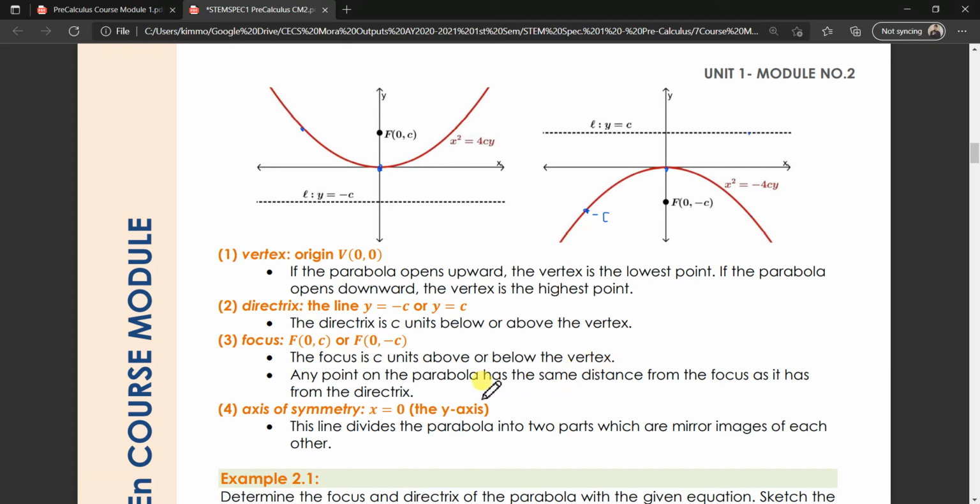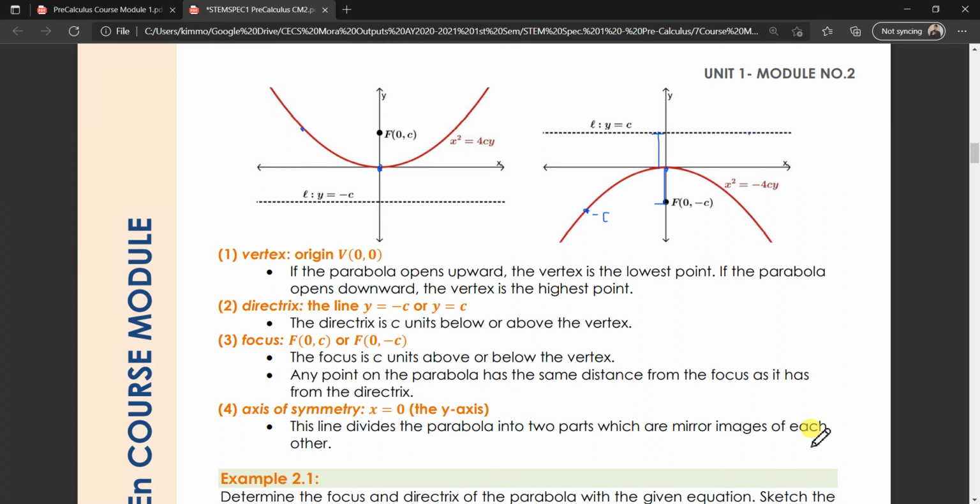Then any point on the parabola has the same distance from the focus as it has from the directrix. So ang distance daw sa atong focus padulong sa atong vertex, and the distance from our directrix going to our vertex are just equal. Number 4 is the axis of symmetry, which is equal to x is equal to 0, or that is the y-axis. So this line divides the parabola into two parts which are mirror images of each other.